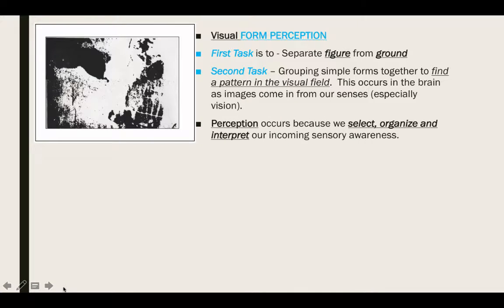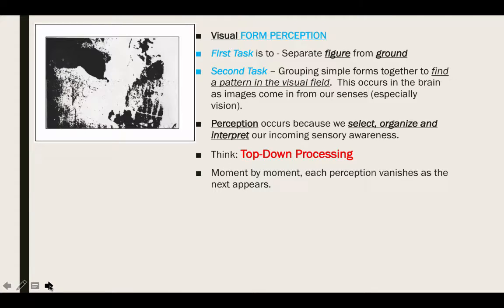The perception occurs, remember, when we're selecting information, and then we organize the form, and then we interpret it somehow meaningfully. And when we can't do that, it's confusing. So if you can't do that in this image here, you may be having some perceptual problems because you can't pull out a figure and compare it to something you already know. So think about top-down processing here, and this occurs moment by moment. Many times each moment we are processing our perception.